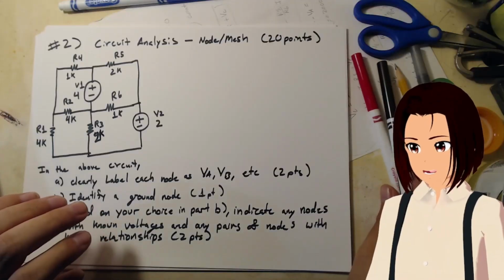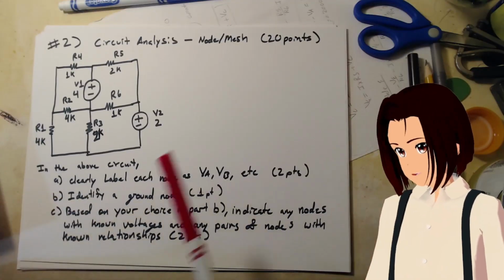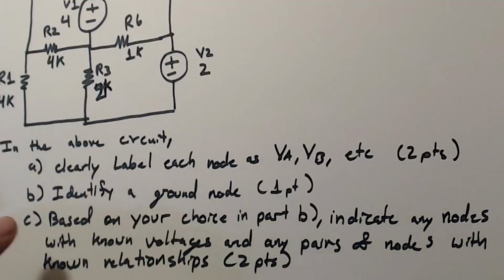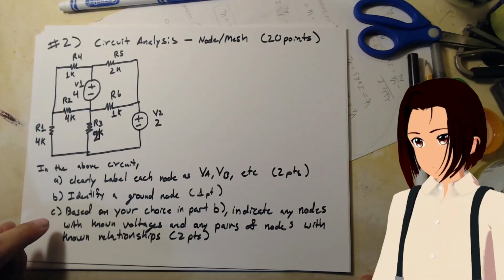This here is circuit exam question number 2, 20 points. In the above circuit, clearly label each node as VA, VB, etc. (2 points). Identify a ground node (1 point). Based on your choice in part B, indicate any nodes with known voltages and any pairs of nodes with known relationships. So here's what we do.